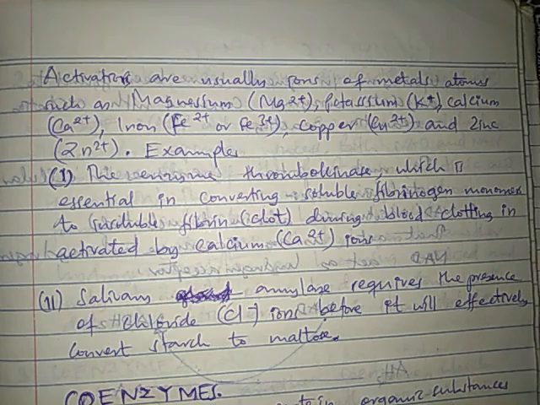The first example, the enzyme thrombokinase. Enzyme thrombokinase, which is essential in converting the soluble fibrinogen monomers to insoluble fibrin during blood clotting, is activated by calcium ions. And ukienda kusoma mbele kuhusu mambo ya blood clotting, utakuja kuona kwamba kuna vitu vinaitwa blood clotting factors, or sometimes they are called von Willebrand factors.